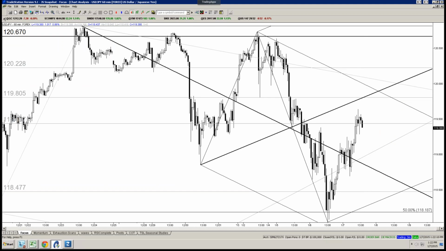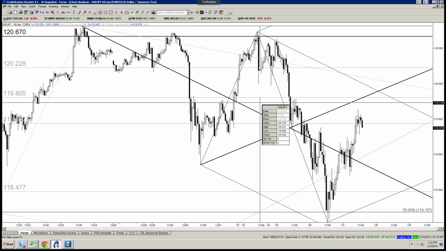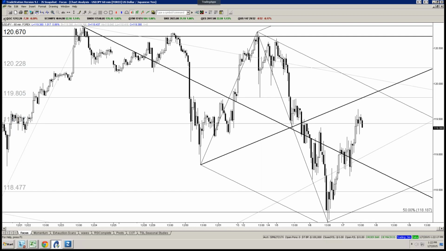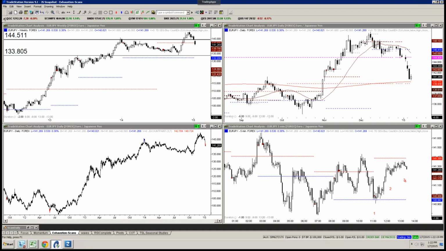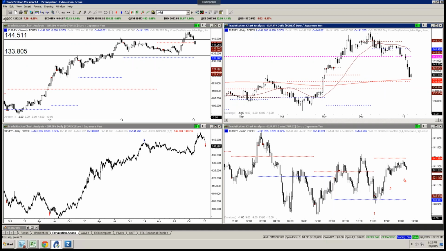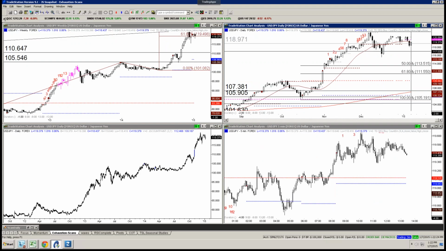$149.37, and is there anything over there? Not really. These are the lows back from 2013. All right, so those are some thoughts on the euro as well as the pound.